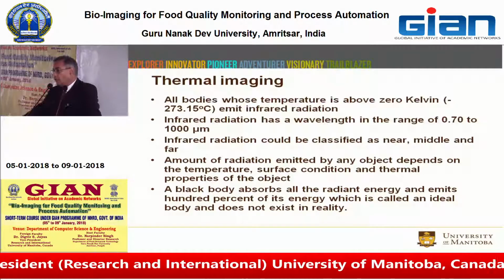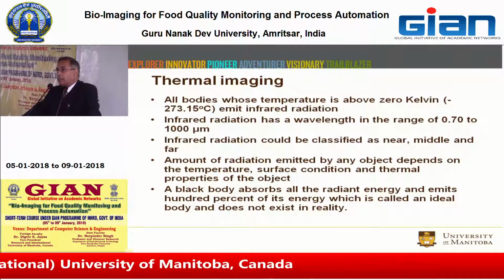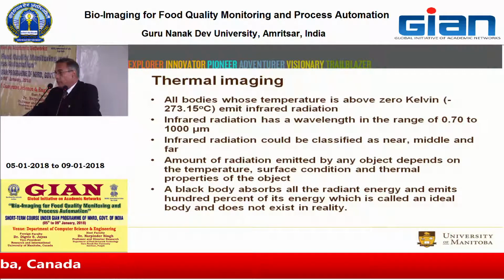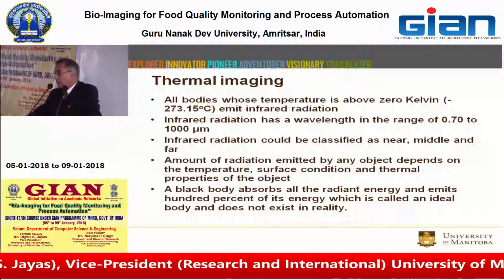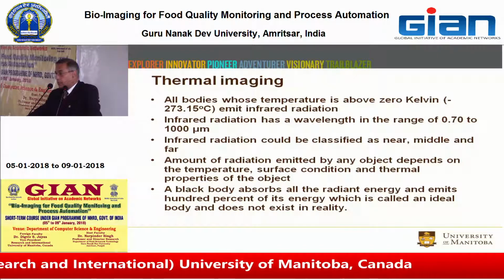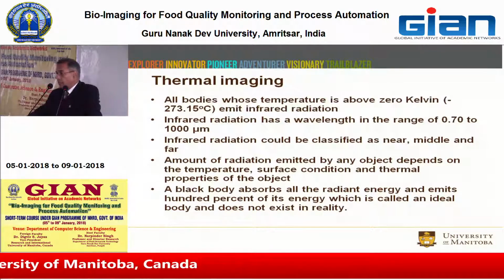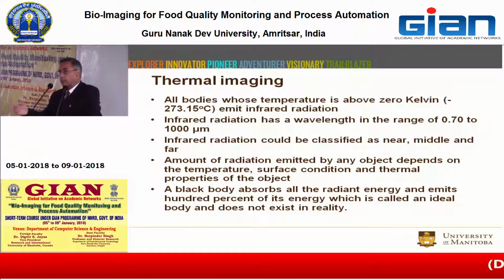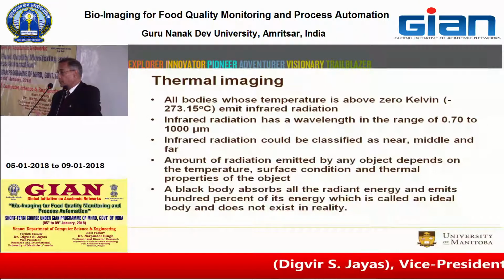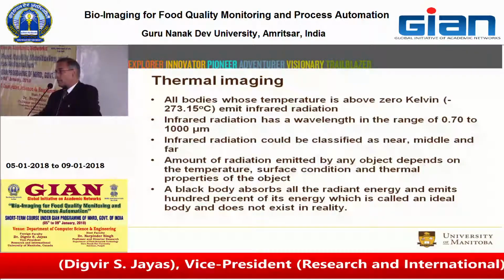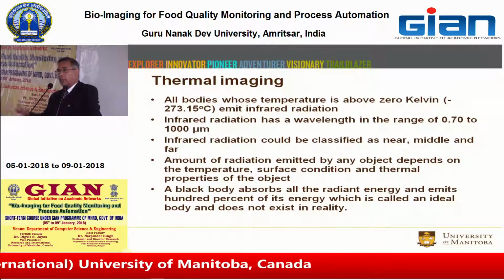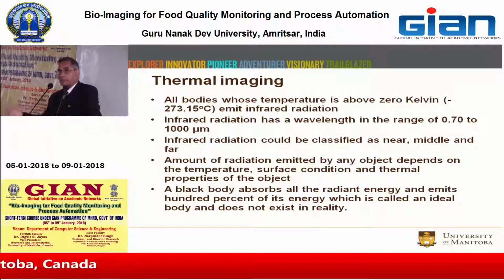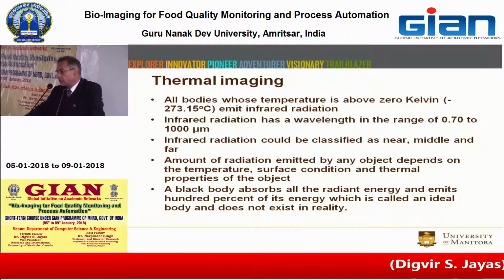So I already mentioned that all bodies or all materials emit energy as long as they are above 0 Kelvin, which is minus 273.15 degrees centigrade. Infrared radiation has a wavelength from 0.7 to 1000 micrometers. It could be classified as near, mid or far, depending on whether you are close to the red, then it would be near. If you are in the farthest part, furthest away from red, it will be far, and in the middle range would be mid. So basically that's what is referred to as near, mid and far infrared radiation.